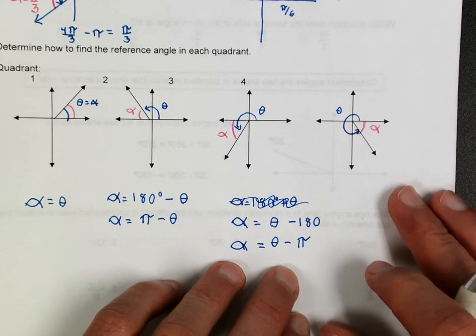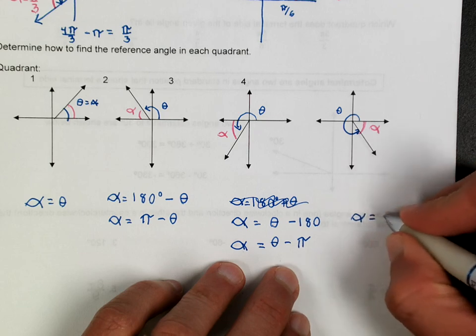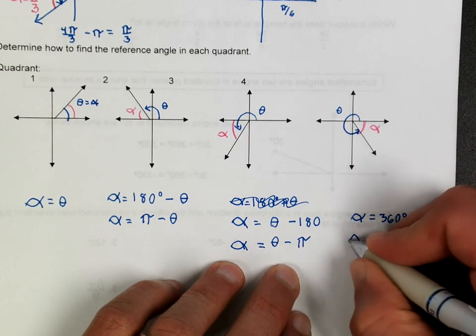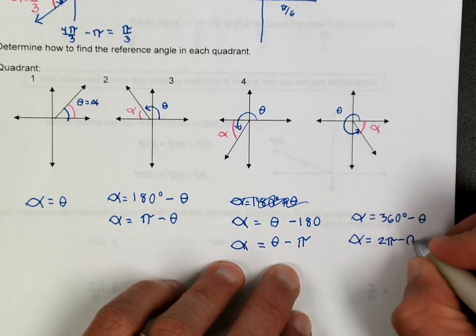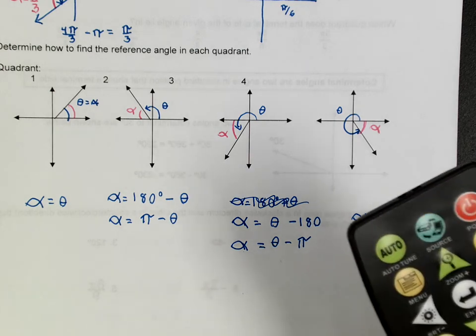Then finally on this one, it'll probably be easier to subtract from 360. So this is 360 minus theta, or if you're doing this in radians, you would have 2 pi minus theta. Okay, the homework on this one is not too bad, but ask us questions if you got it, because it can get confusing, but this is actually very simple.